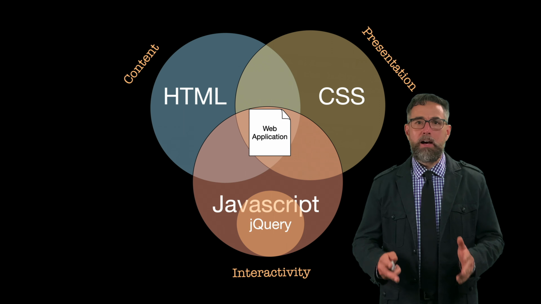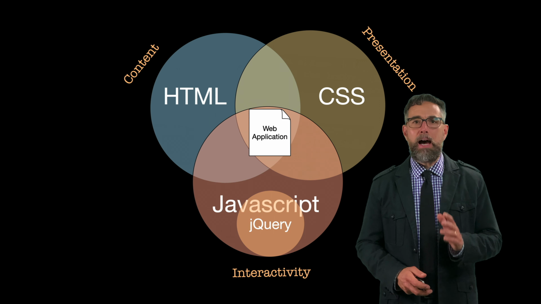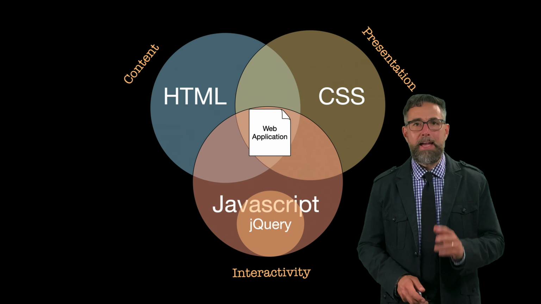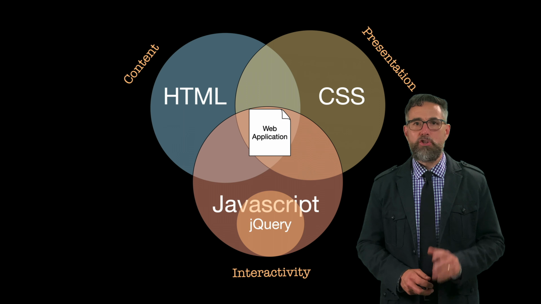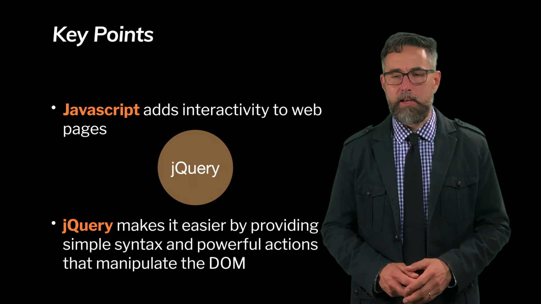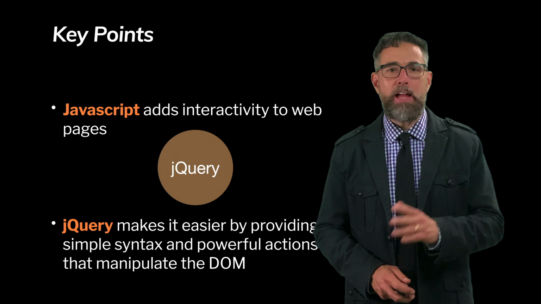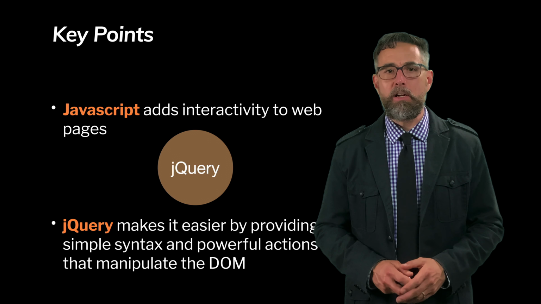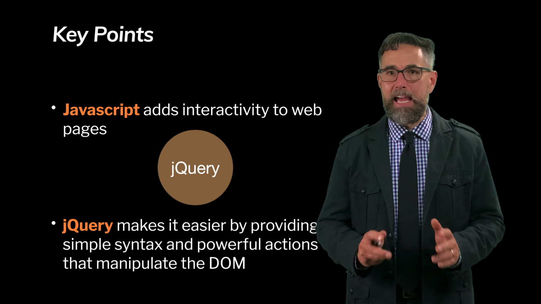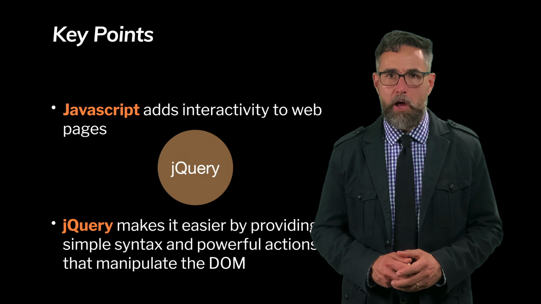All right, HTML, CSS, and JavaScript. The three languages and components that make up a website that has content presented in a particular way and with interactivity. jQuery builds on JavaScript in order to provide it more functionality. JavaScript adds the interactivity to web pages, and jQuery makes it easier by providing a simple cross-browser syntax and powerful actions that help us to manipulate the document object model.